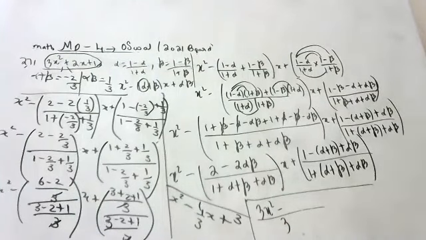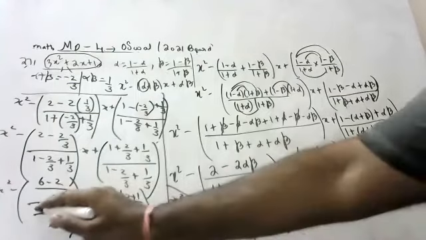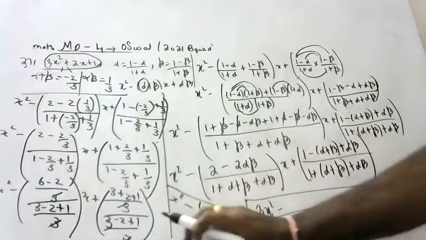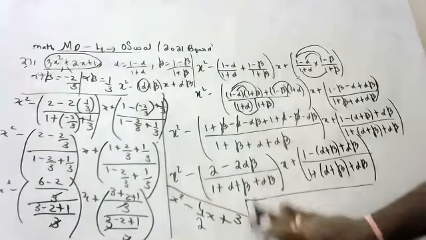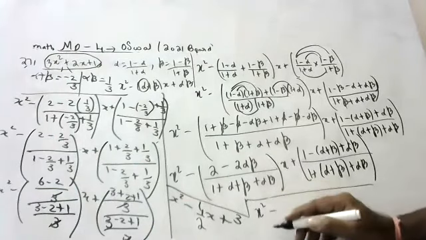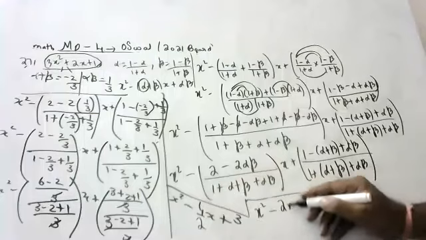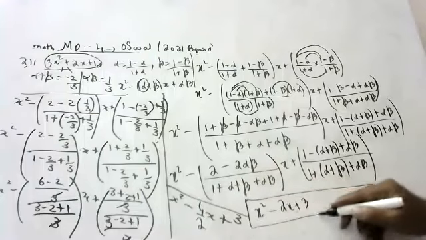3 minus 2 plus 1 is 2, no, sir? Oh, I took 2 only. 4 by 3 you put, sir. Acha, 3 plus 1 is 4. 4 minus 2 is 2. That's what you're saying. Okay. So x square minus 2x plus 3. This is your final.